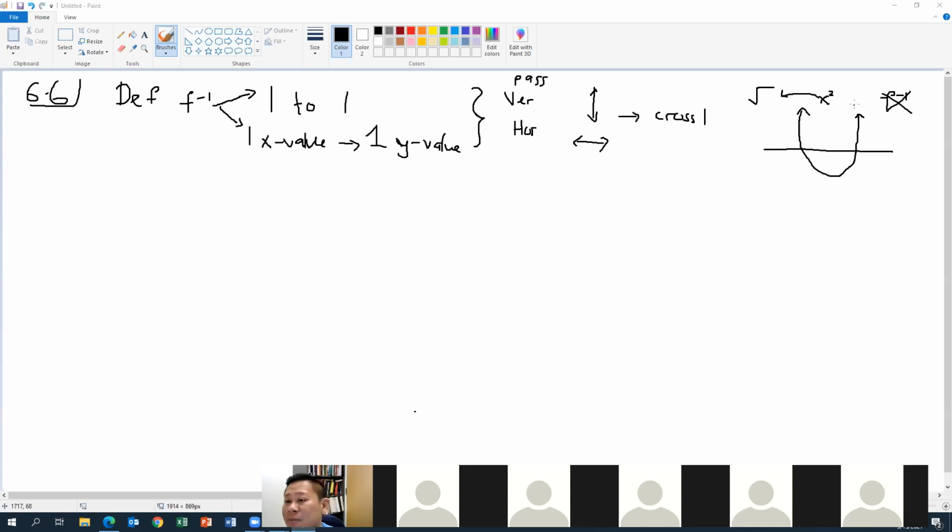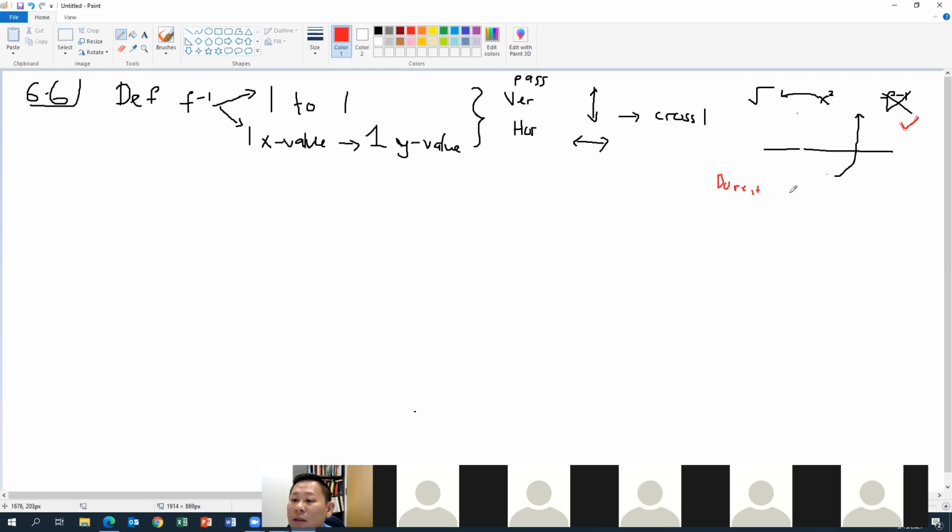So what we do is, because we know x squared has an inverse function, the square root, but it does not pass the horizontal line test, we do what we call a domain restriction. What is the meaning when I say domain restriction? It means that instead of taking the whole parabola, I will just restrict the domain to half of it. So if I take half of this parabola, then this will have an inverse function.